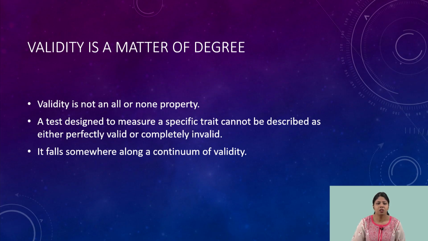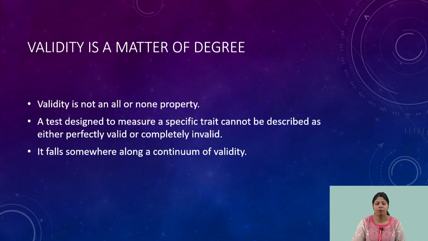So validity is not an all or none thing. A test cannot be described as perfectly valid or completely invalid. So it's not a black and white thing that if a test is valid, it is absolutely valid, or if it is not valid, then it is absolutely invalid. That is not how these properties work. These properties, both reliability and validity, are a matter of degree.